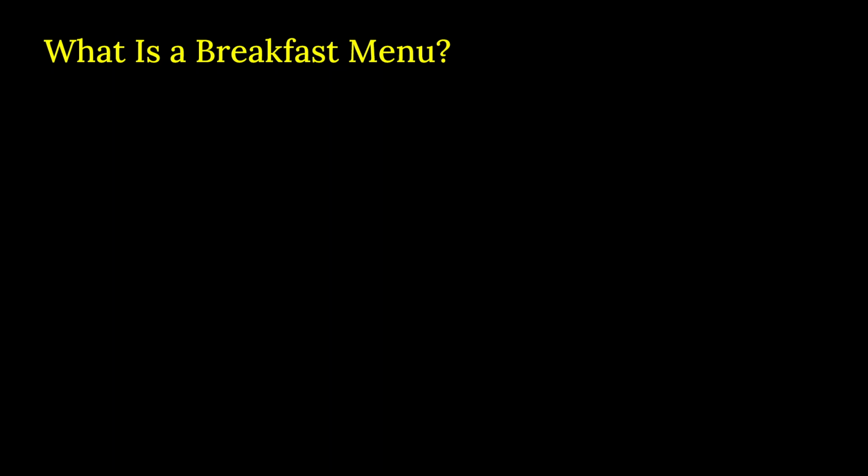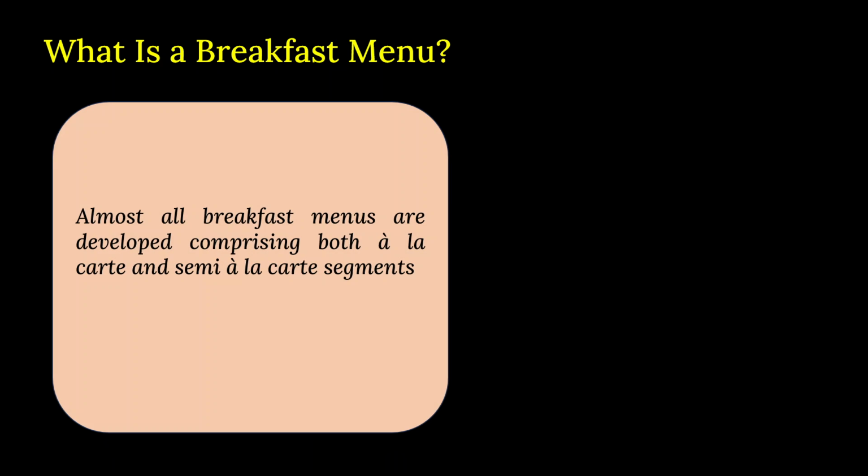Now we will talk about the breakfast menu. Almost all breakfast menus are developed comprising both a la carte and semi a la carte segments. A la carte we understand; what is semi a la carte? Semi a la carte is a menu where you get some a la carte dishes and also certain combo dishes. For example, say chicken makhni. If you order chicken makhni, you'll get a butter naan coming along with it, with salad. Maybe it is a style. So that is called the semi a la carte segment.